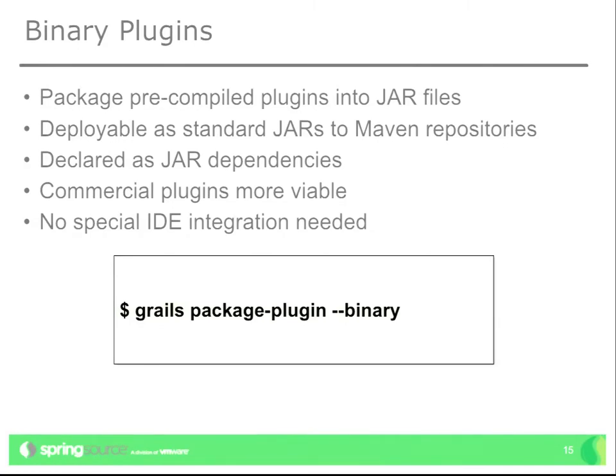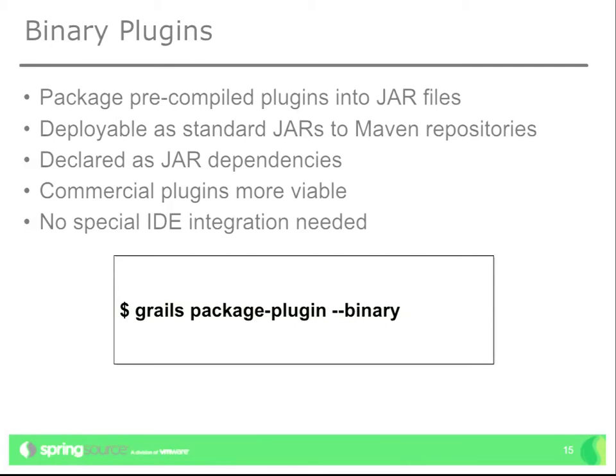But in Grails 1, the way that works is when your plugin is bundled up and distributed, what you're really distributing is the source code for that plugin, which for a lot of things is not problematic, but for some kinds of use cases is problematic or even prohibitive.